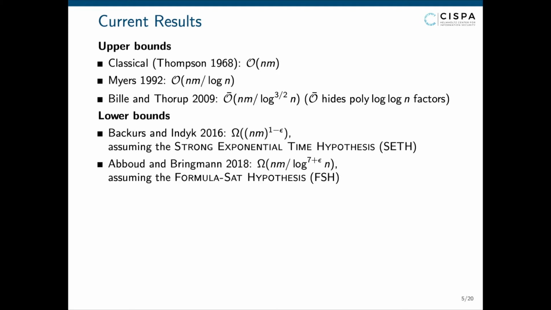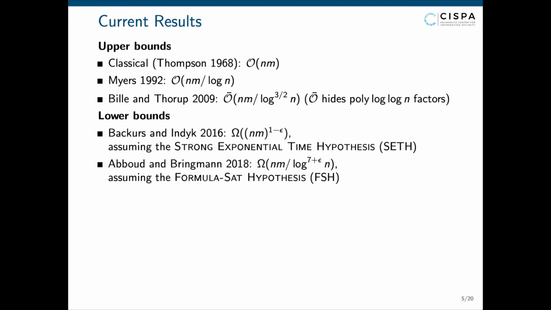So now the currently best algorithm has running time O-bar of n times m divided by log to the 1.5 n, where this O-bar hides polyloglog n factors. But there are also results from the lower bounds, and the first lower bound was by Backurs and Indyk, and they showed that there are no polynomial improvements over this quadratic running time unless the strong exponential time hypothesis is false.